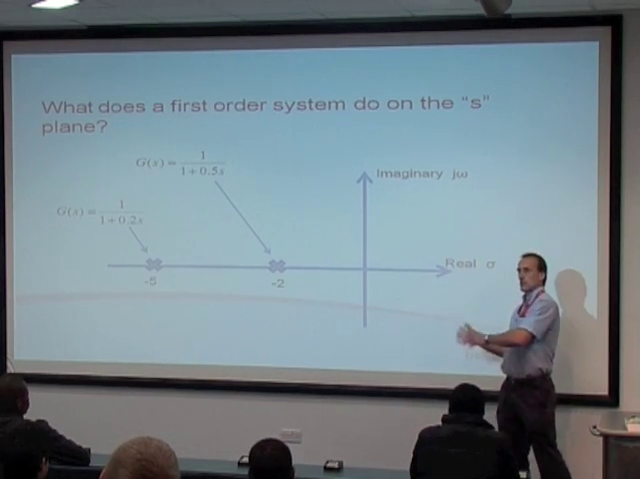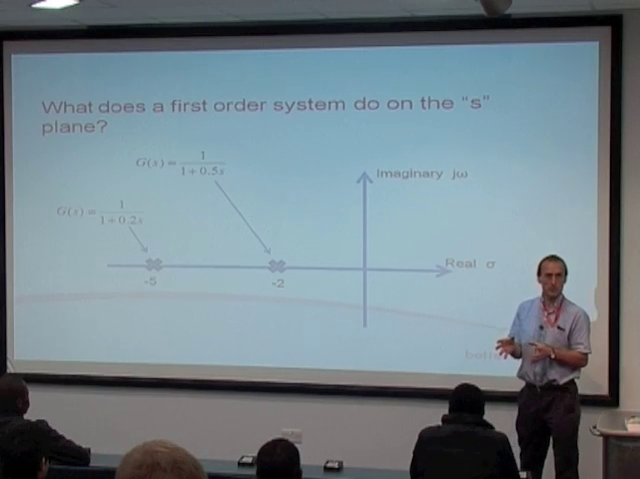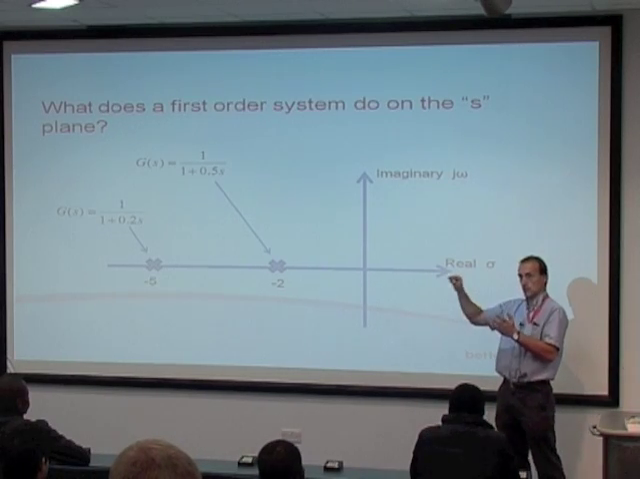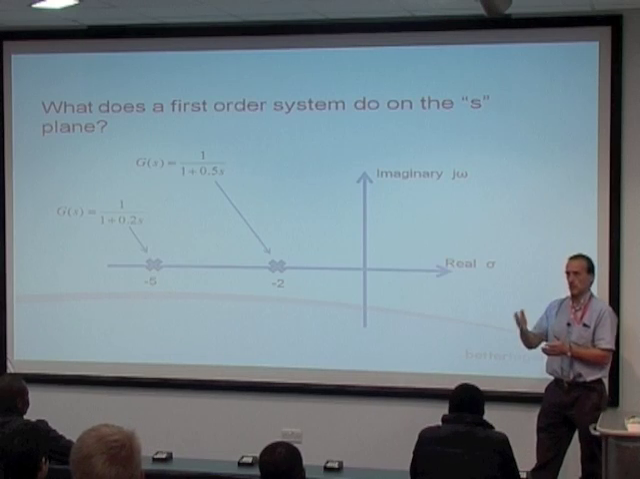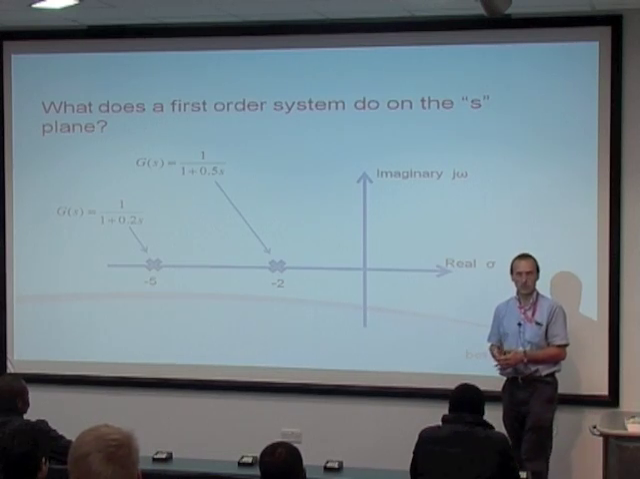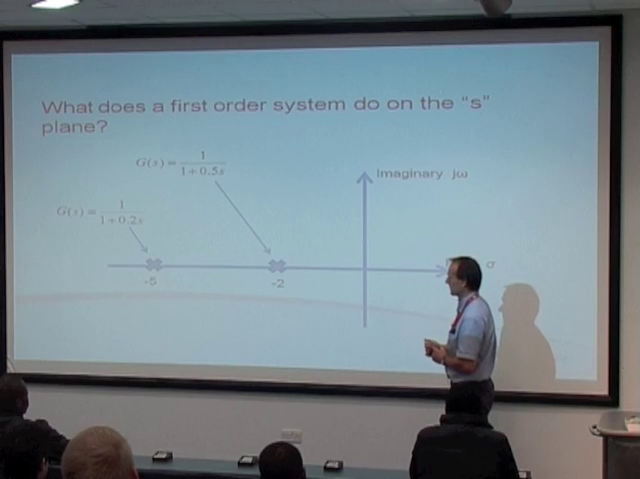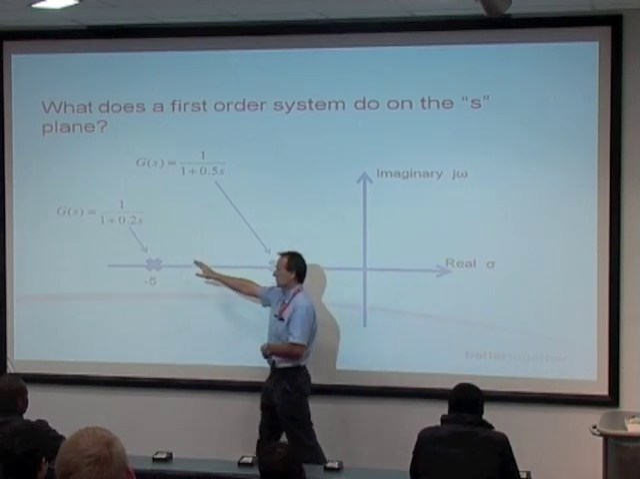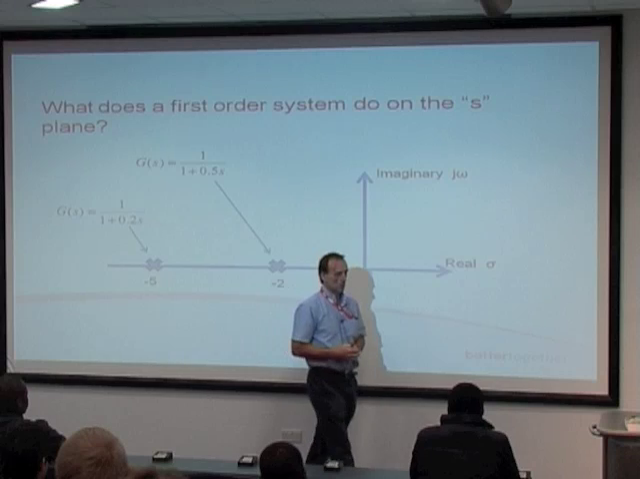Okay, again, cast your minds back to when we were looking at time responses for first order systems. You remember that exponential? And it would get to 63% of the final value within one time constant and all that stuff. Well, if the time constant is shorter, that means the system is responding more quickly.